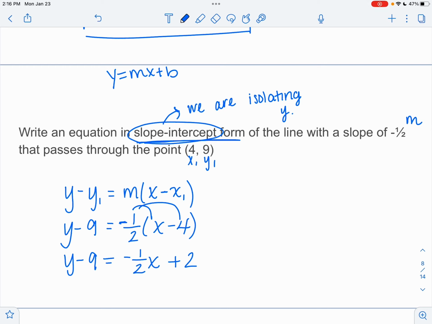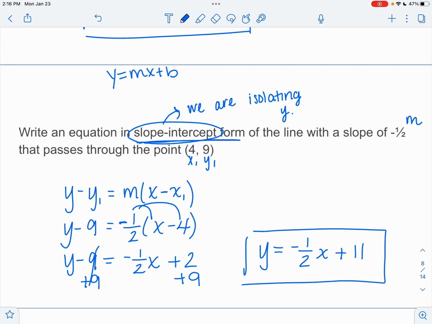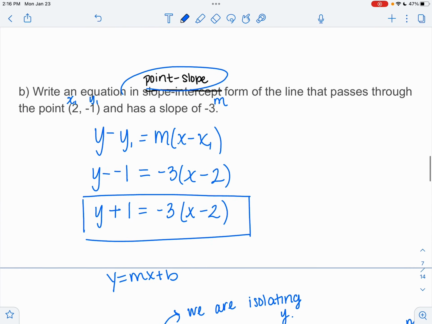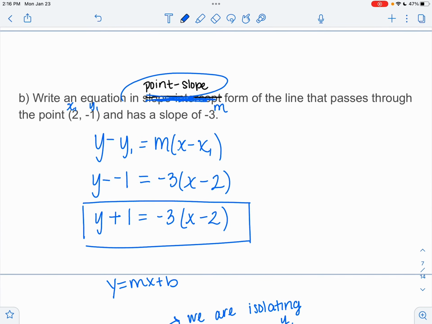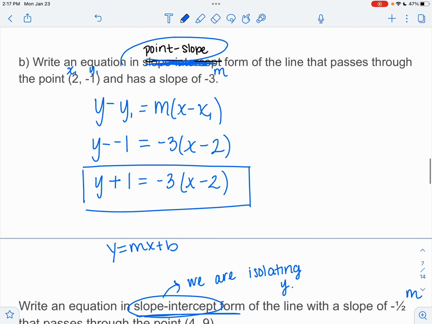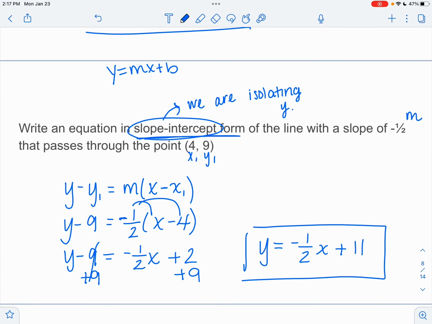Anyway. Last step is to add 9 to both sides because we need to get that y isolated. And so once I do that, I have y equals -1/2 x plus 11. And that is my answer in slope-intercept form. So again, see the difference. It's asking us for our final answer in slope-intercept form versus in this one, it was point-slope form. And point-slope form looks slightly different, even though it's still a line. The final answer is going to look slightly different than in slope-intercept form.